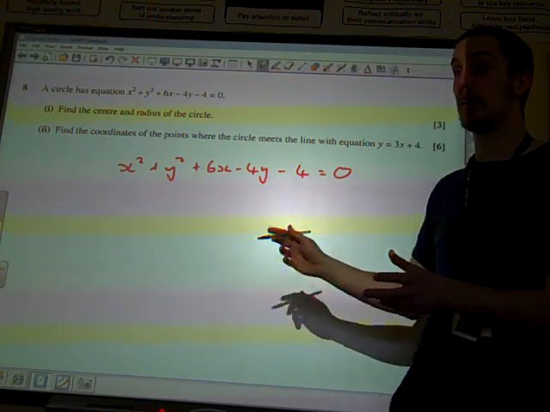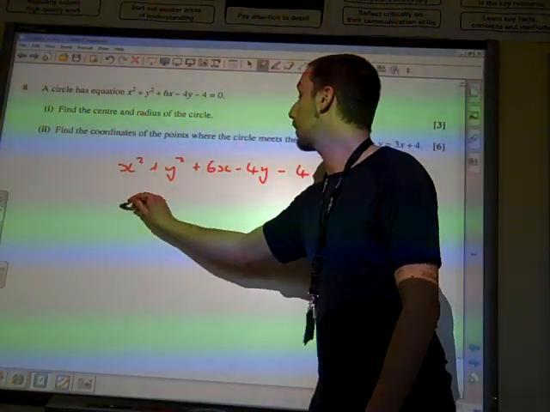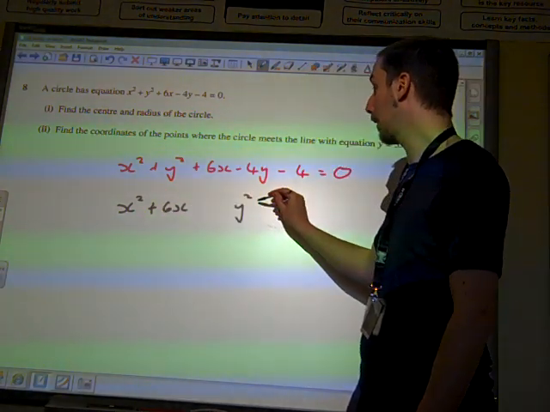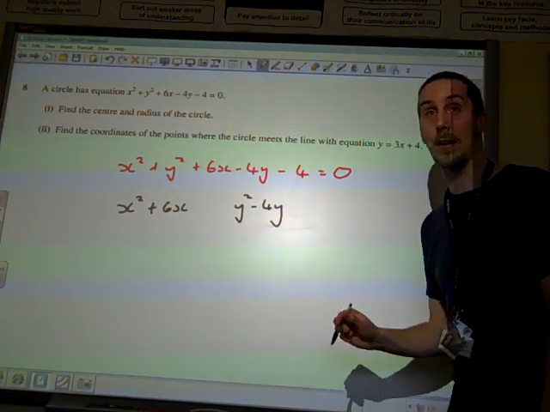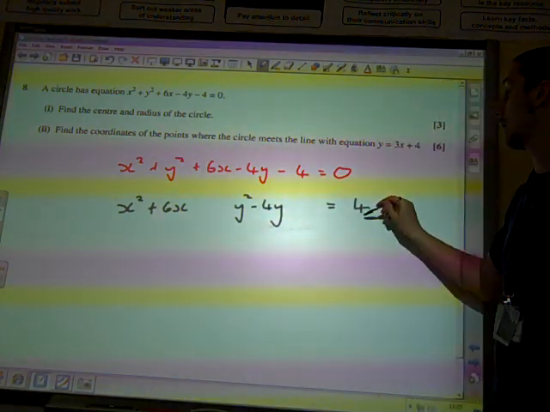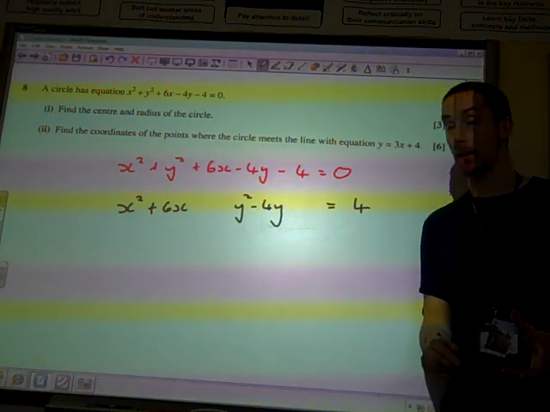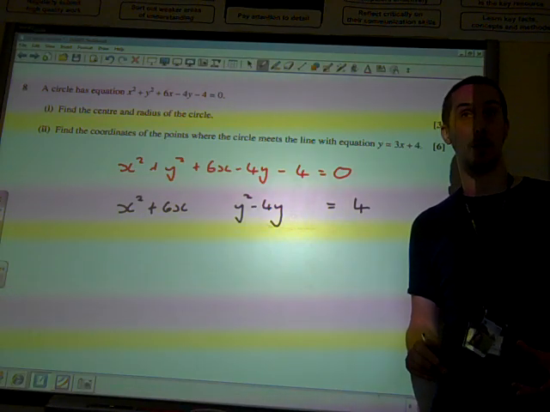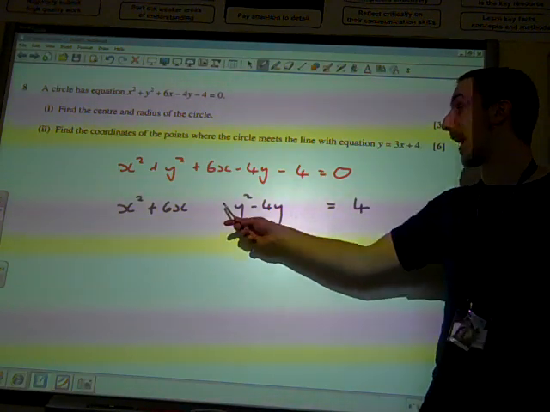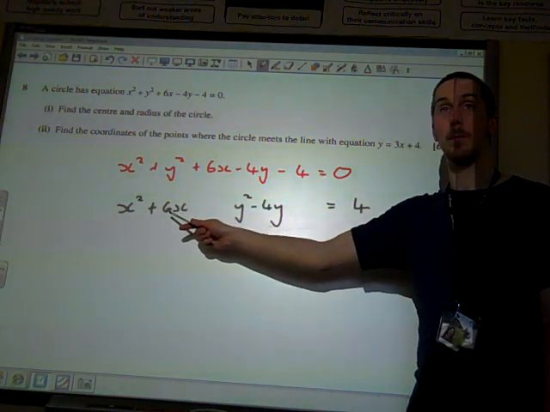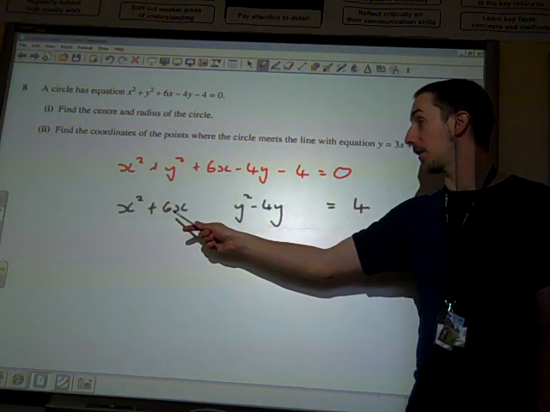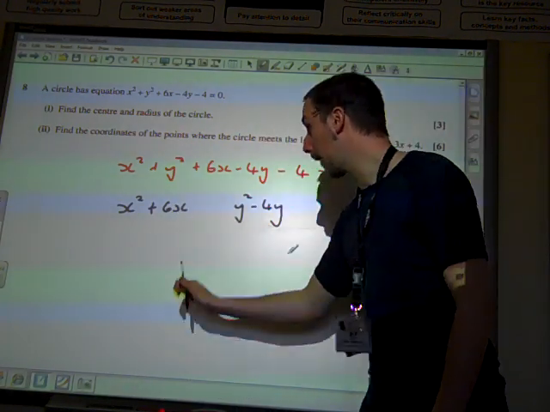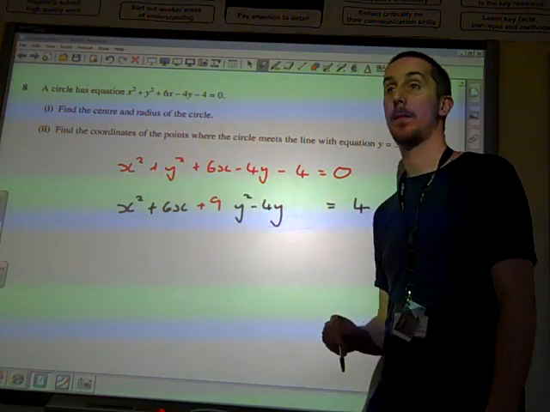I would say I'm going to rewrite it so that I've got my x terms together and leave a little gap, and my y terms together and leave a little gap, and I'm going to take my single number onto the other side. And now I'm going to think what I'm going to add in. I want to complete the square, and I know that to complete the square I need to add in a half of whatever that number would be, squared. So a half of 6 is 3. When you square it you get 9. So in that gap I'm going to put 9.